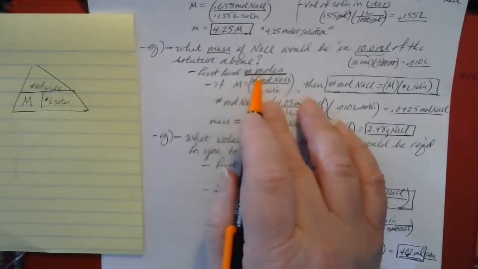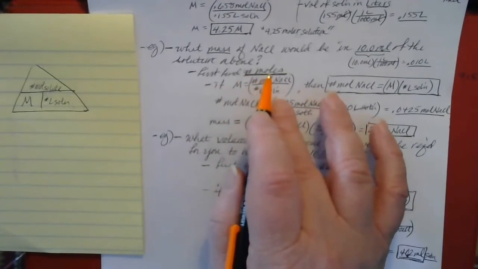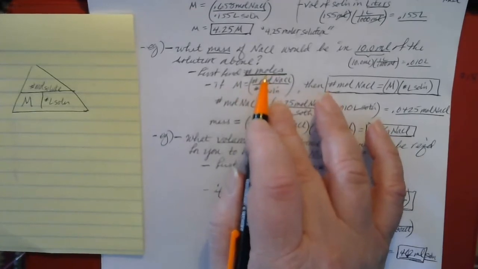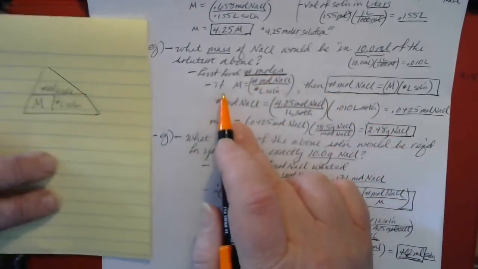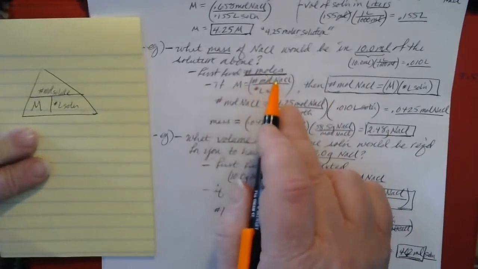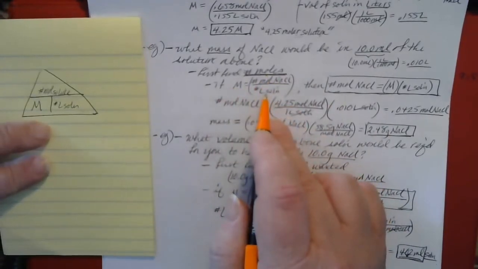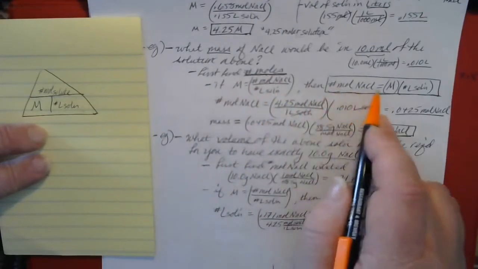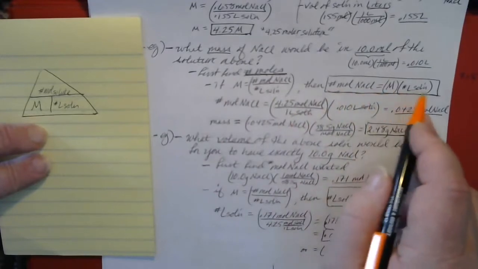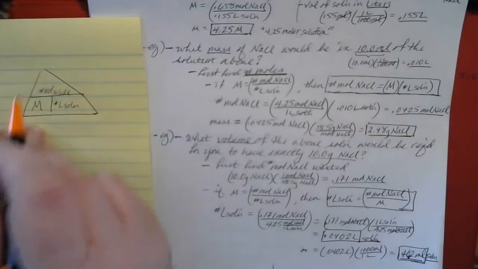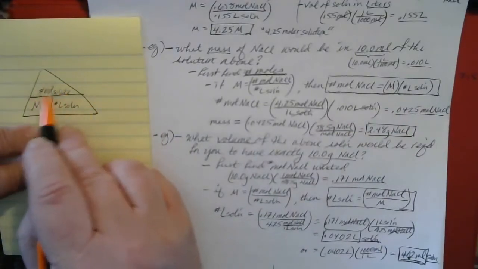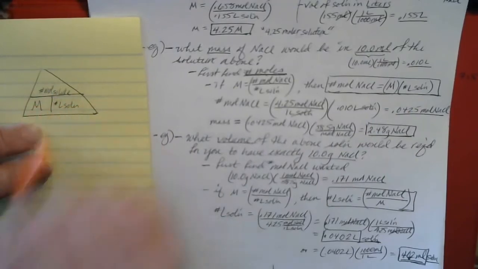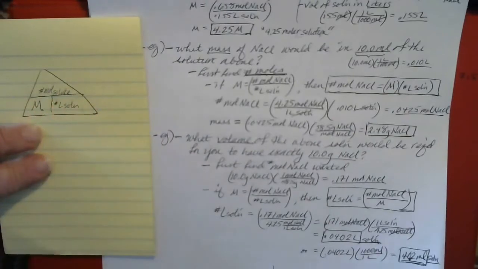And then we can use the molecular mass, or the molar mass if you want to call it that, of NaCl to find the mass of NaCl. So we see from the triangle, if molarity is the number of moles of solute divided by the liters of solution, then the number of moles of solute must be the molarity times the number of liters of solution. In other words, moles of solute would be molarity times liters. Okay, so that's what that means. When they're next to each other, you multiply.